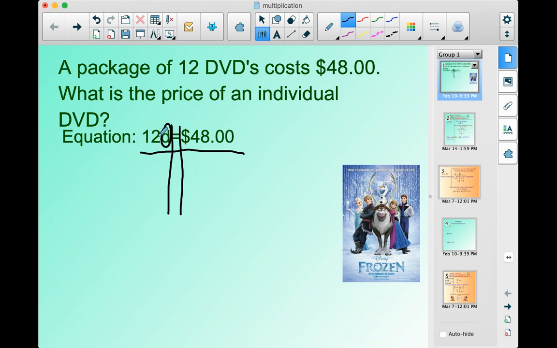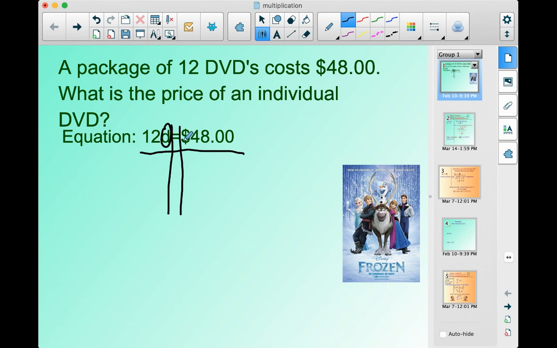Now I don't have a symbol between the 12 and the D, but remember what that means. If you have a number and a letter after it, 12D just means 12 times D. So if there is no symbol there, it's just the number and the letter, that means they're being multiplied. So, we think about how to undo multiplication.